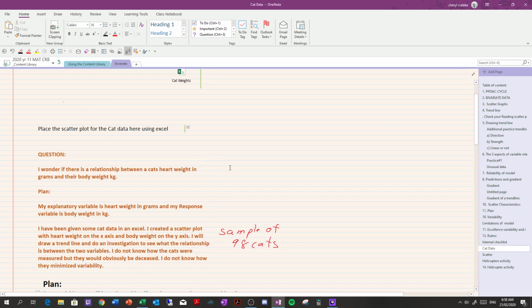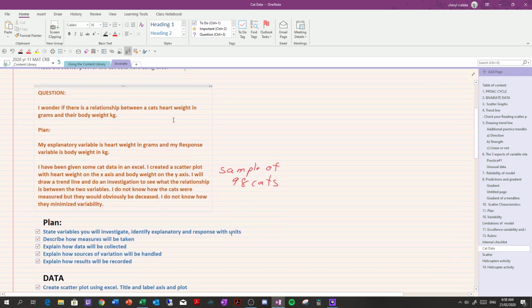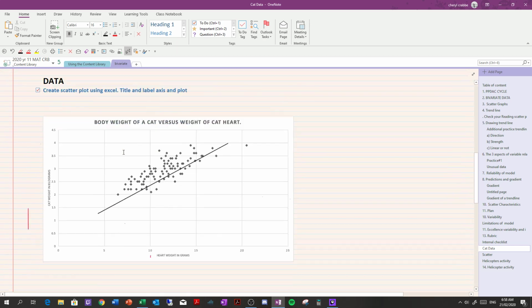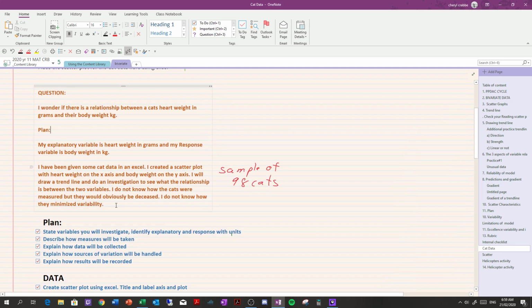That's the very first thing that we do. The question becomes: I wonder if there's a relationship between a cat's heart weight in grams and their body weight in kgs. So I've used the units, and I've talked about the two variables. The second thing is the plan, and in the plan you must state what your variables are. My explanatory variable is heart weight in grams, and my response variable is body weight in kgs, and that needs to reflect my variables here and my variables on the graph.